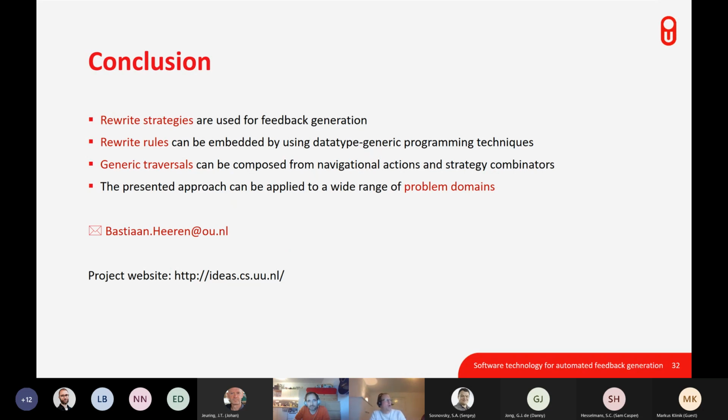And I've also shown you how generic traversals can be composed. And they can be used within these rewrite strategies. And they also introduce all kinds of interesting new strategy combinators for your recipes. The presented approach can be and is applied to a wide range of problem domains, which is of course also very helpful and nice. So this was my presentation. I'm open for questions. If there are more questions afterwards, please send me an email or visit the project website. So thank you for your attention.